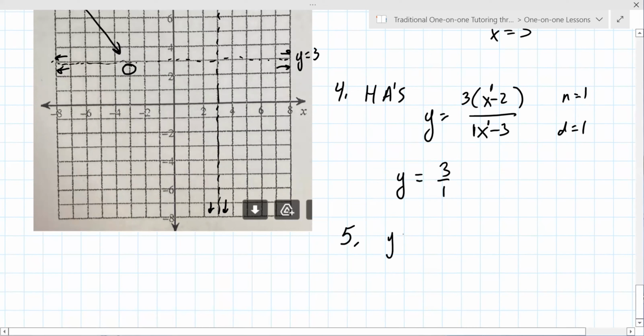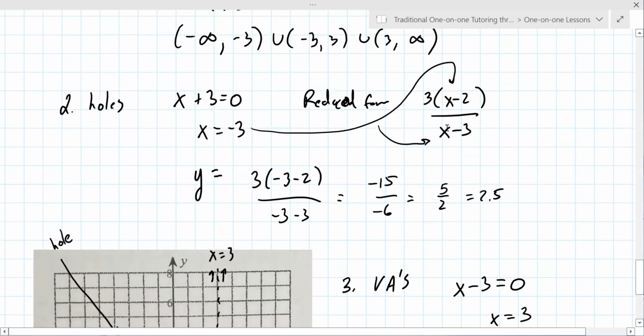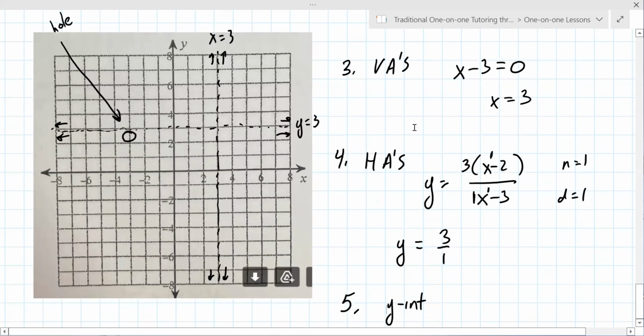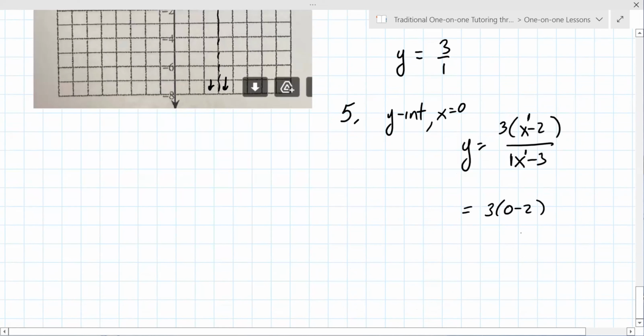The next thing we'll find are y-intercepts. The y-intercepts come from setting x equal to 0, and you use the reduced form again. You could go back to the original form, but once you've simplified something, sometimes it's more work to go back. So 3 times 0 minus 2 over 0 minus 3. And look, it didn't become division by 0. Thank goodness. Minus 2 over minus 3 is 2 thirds.